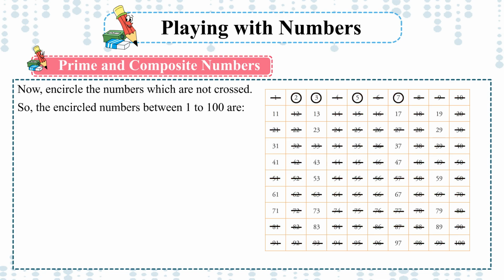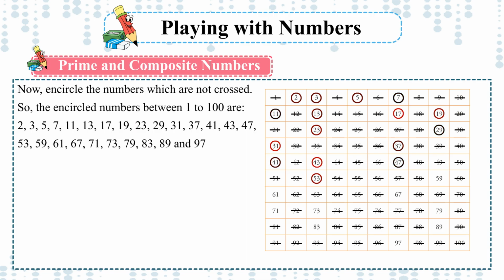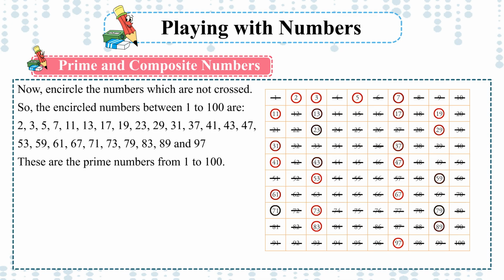So, the encircled numbers between 1 to 100 are 2, 3, 5, 7, 11, 13, 17, 19, 23, 29, 31, 37, 41, 43, 47, 53, 59, 61, 67, 71, 73, 79, 83, 89, and 97. These are the prime numbers from 1 to 100.